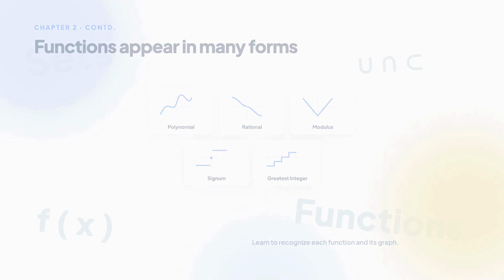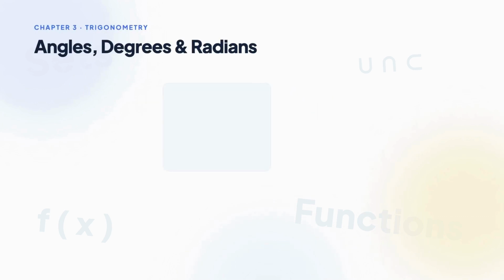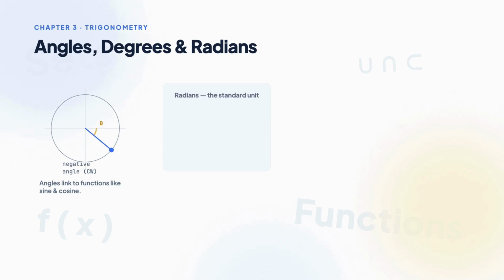With functions understood, we move to the final chapter, trigonometry. Trigonometry studies the relationship between angles and functions such as sine and cosine. Before exploring these functions, it's important to understand how angles are measured. Angles can be expressed in degrees or radians, with radians being the standard unit used in higher mathematics. Some important conversions are 0 degrees equals 0 radians, 90 degrees equals pi by 2, 180 degrees equals pi, 270 degrees equals 3 pi by 2, and 360 degrees equals 2 pi.